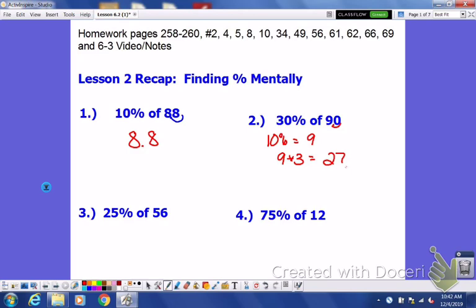All right, third one, 25% of 56. Remember, 25% means divide by 4. So if I take 56 divided by 4, I would get that 25% of 56 is 14. Sorry, I said 16, I meant 14.